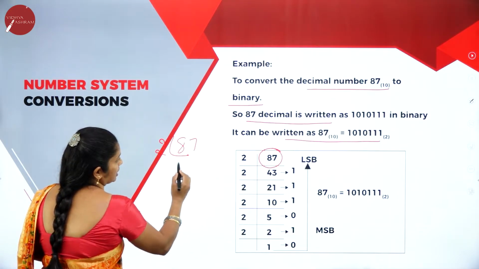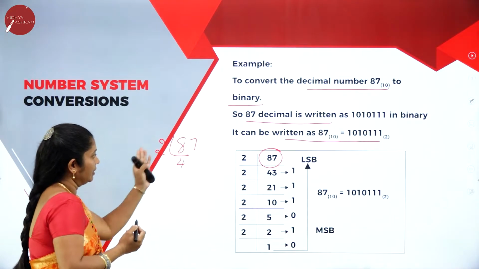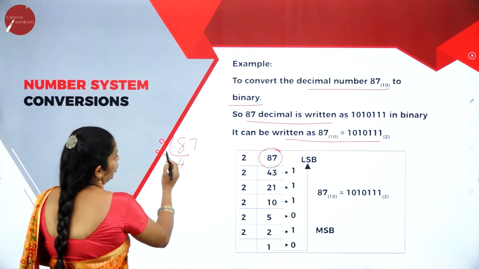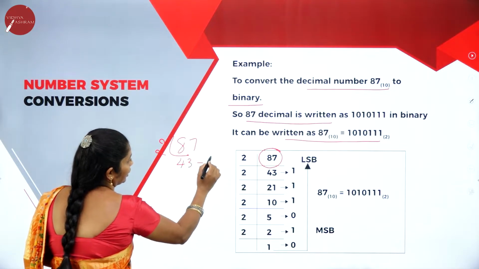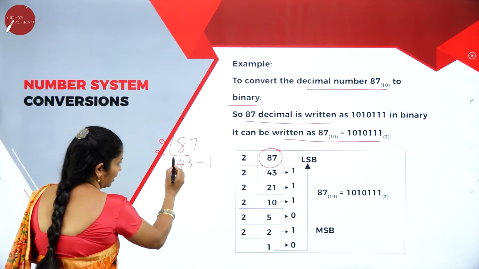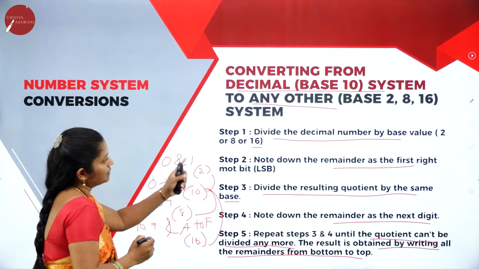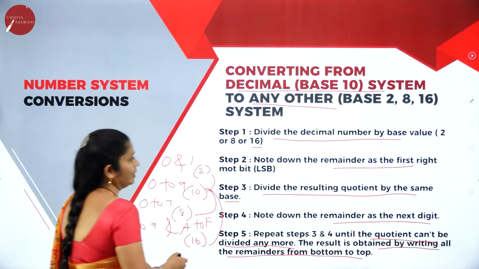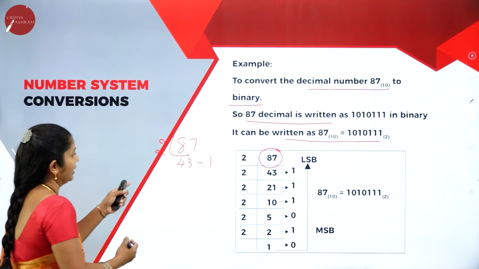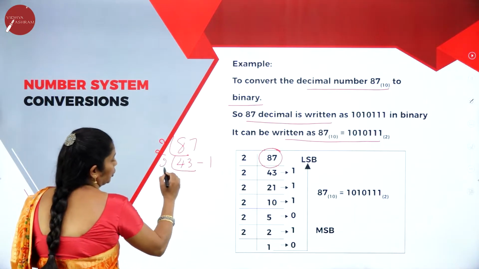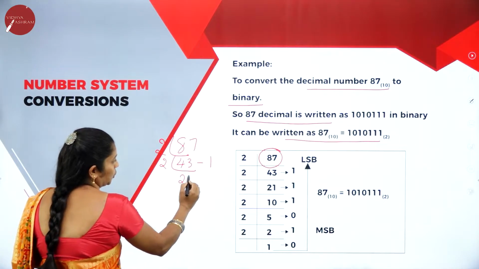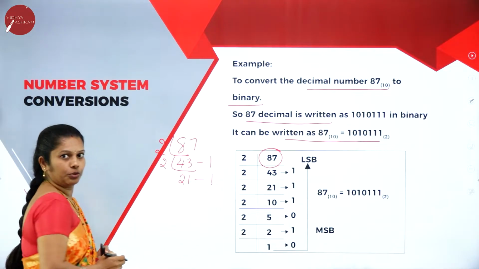Now, 2 4s are 8, 2 3s are 6, then the remainder 1 you have to note down. In the same way, with the result we have, note down the remainder and continue the process once again. Here, once again divide by 2 only. 2 2s are 4, then 2 1s are 2, remainder 1 you have to note down.